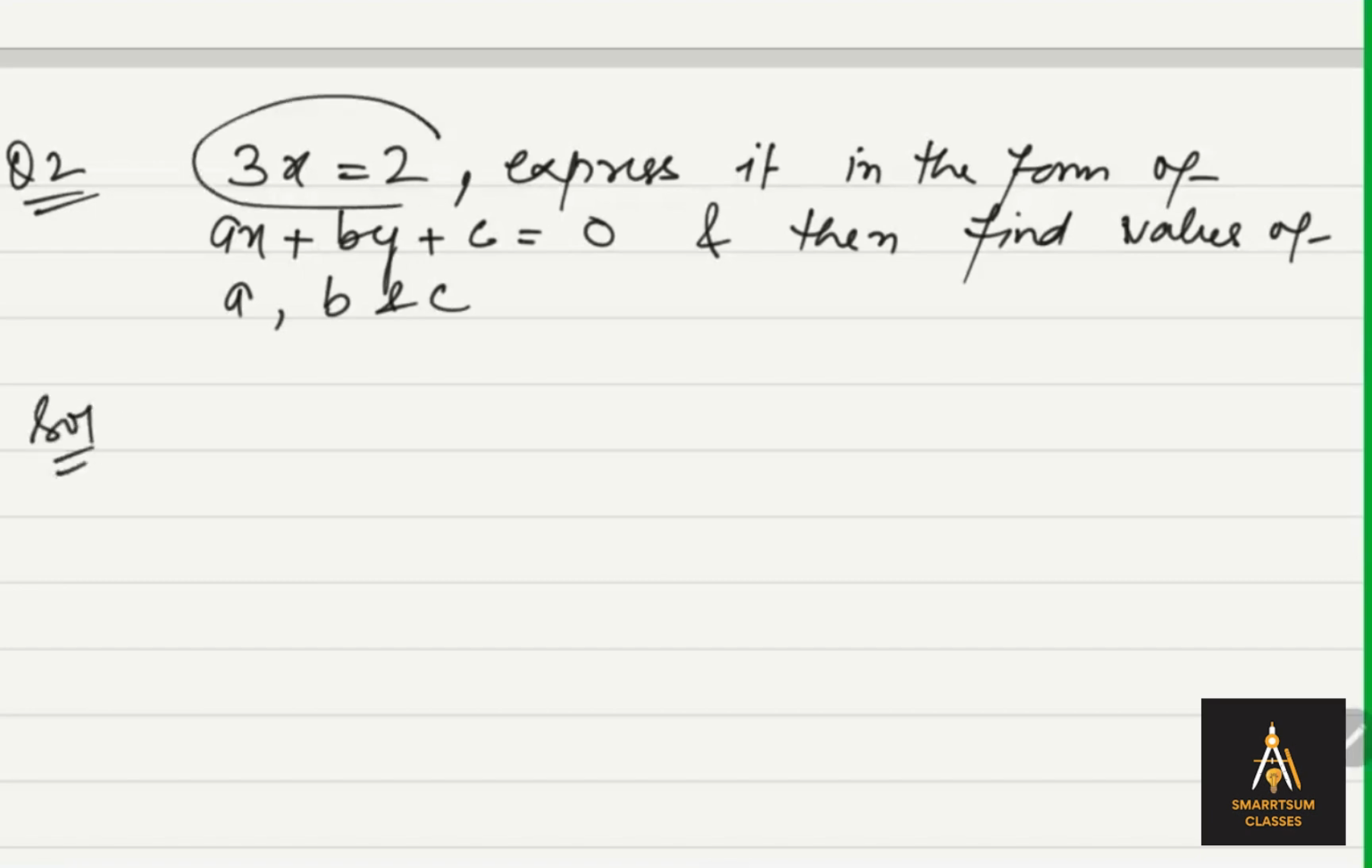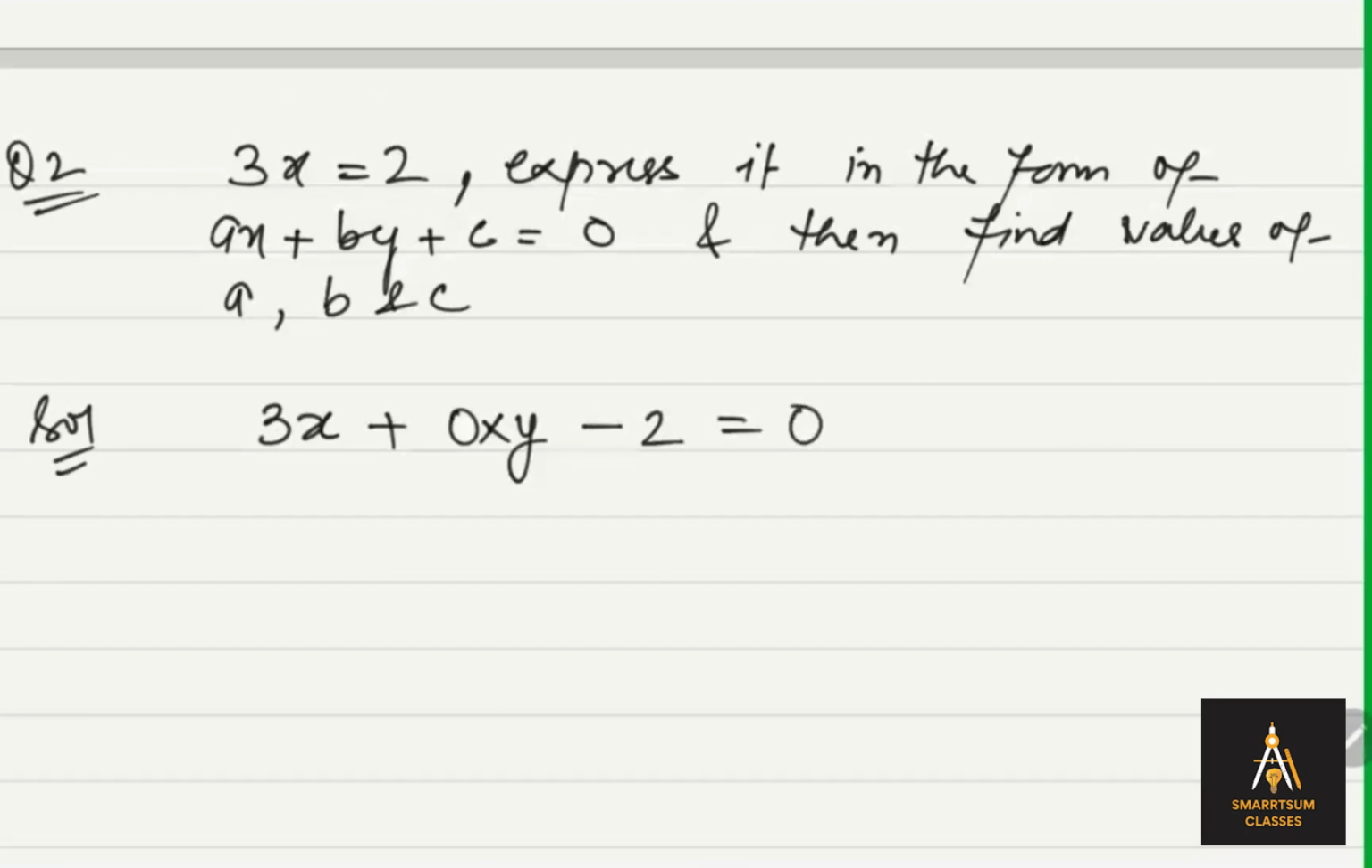So just look at this equation. You have only one variable here. You do not have the other variable y. It is missing here. So what we do? We suppose the coefficient of y is 0. So how can we write it as 3x plus 0 into y minus, we will take this minus 2 to the other side, minus 2 is equal to 0. So 3x plus 0y minus 2 equal to 0.